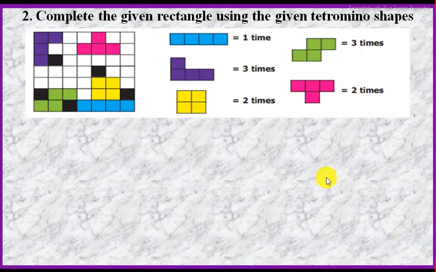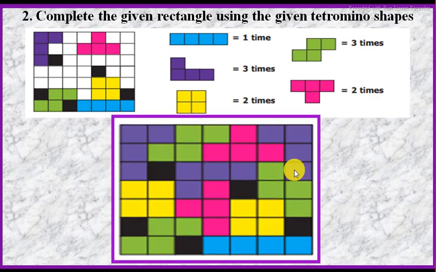Complete the given rectangle with the tetramino shapes. Again here the examples are given for you. The straight tetramino 2 times, L thrice, square 2 times, skew tetramino thrice and the T tetramino 2 times. So let's reveal the answer.